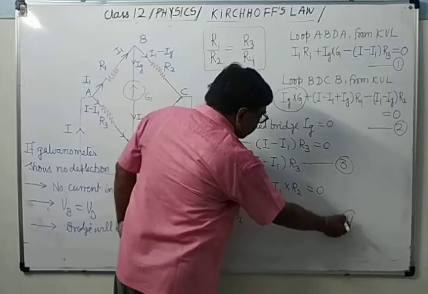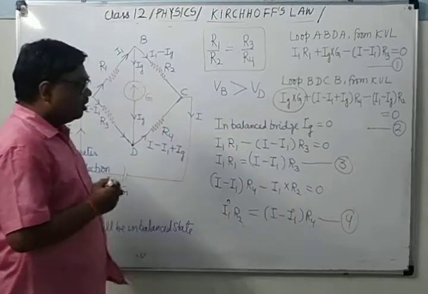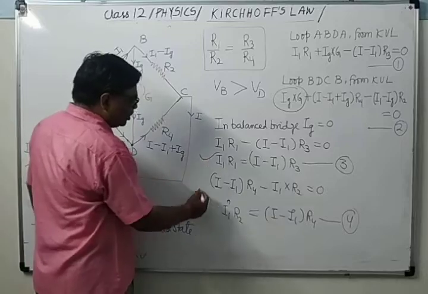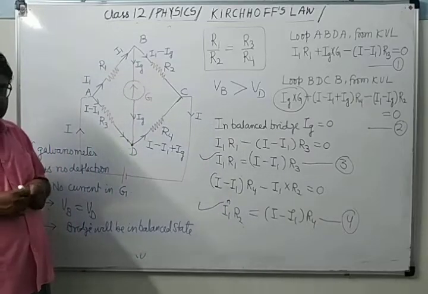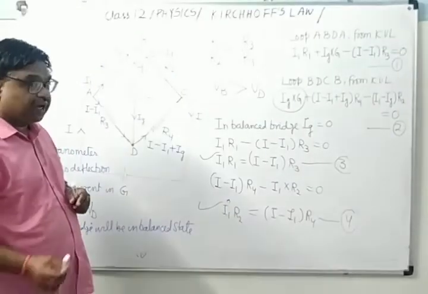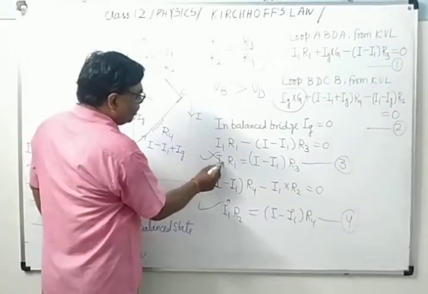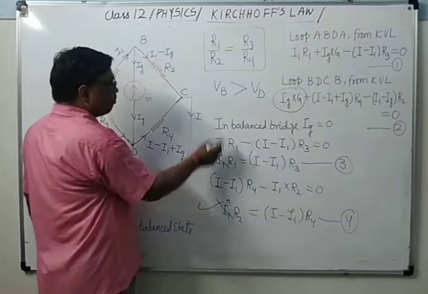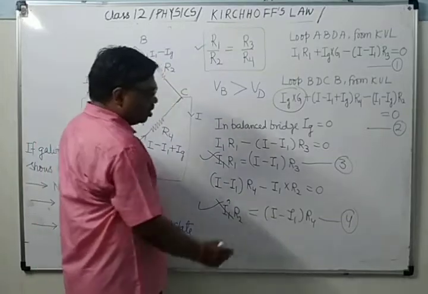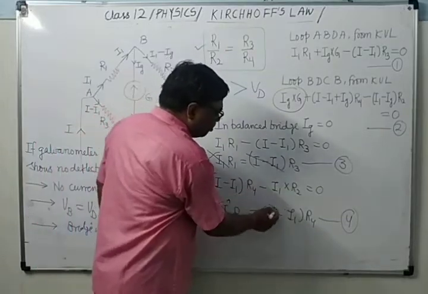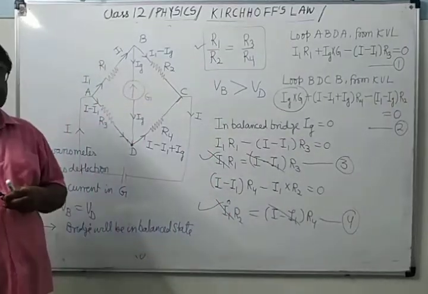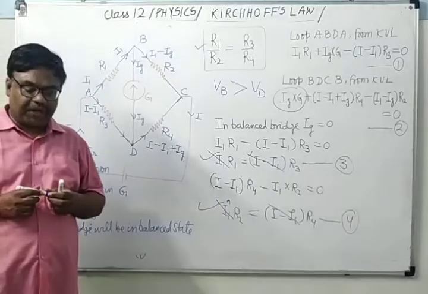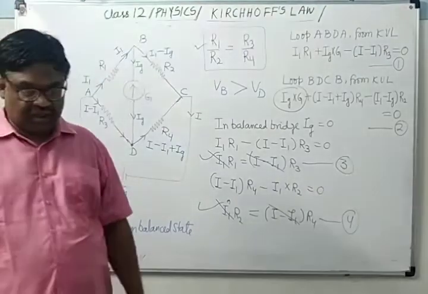This is equation 4. If you divide this equation by this equation side by side, 3 by 4. So see here, I1 will be cancelled, R1 upon R2. Then I minus I1 will be cancelled with this, R3 upon R4. This is the condition of balanced Wheatstone bridge.